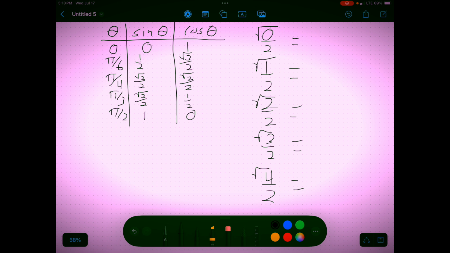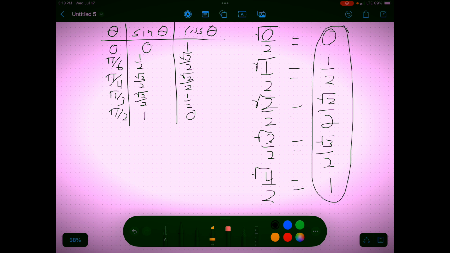The square root of 0 is 0, so 0 over 2 is 0. The square root of 1 is 1, over 2 becomes 1/2. Square root of 2 is irreducible, so we'll keep that as square root of 2 over 2. The square root of 3 is irreducible, that's the square root of 3 over 2. And the square root of 4 is 2, 2 over 2 is 1. And would you look at that? 0, 1/2, radical 2 over 2, radical 3 over 2, and 1. That exactly matches what we put in for sine. Cosine is just the reverse.